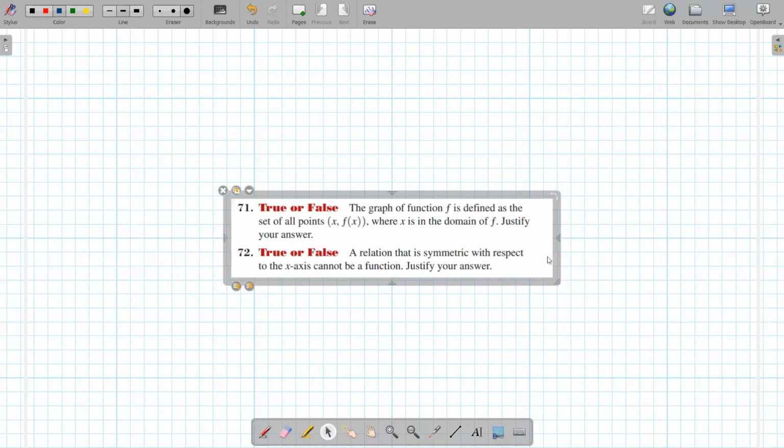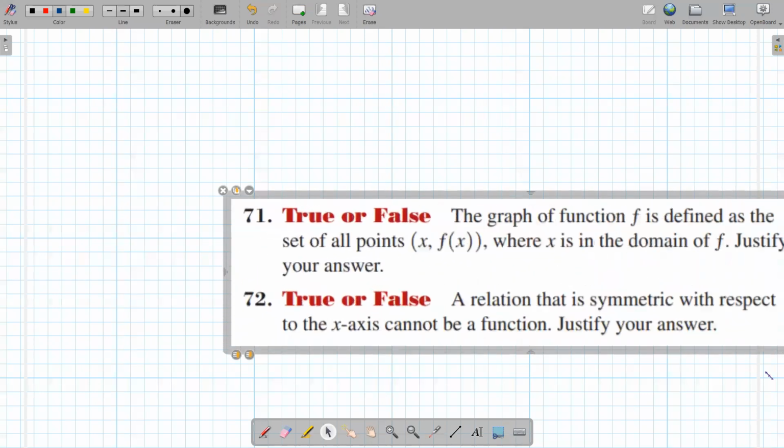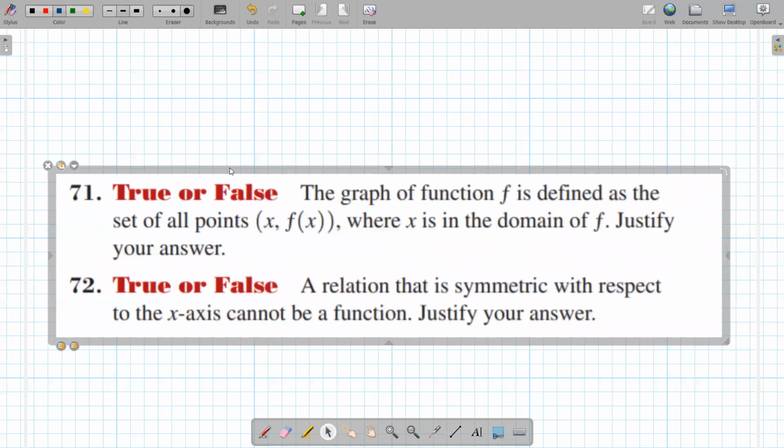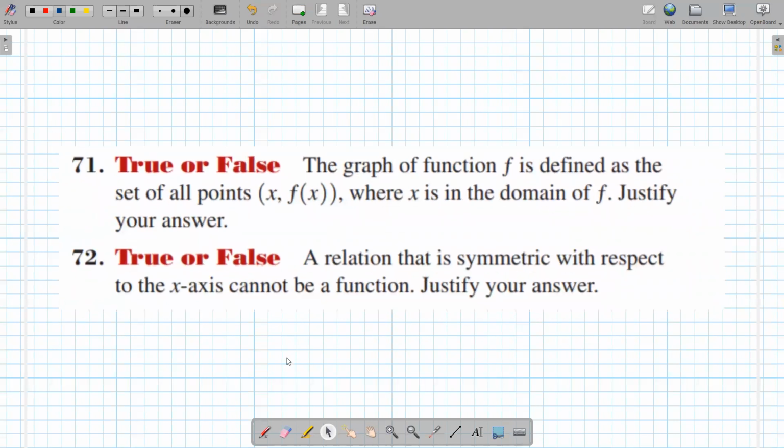True or false? The graph of f is defined as the set of all points where x is in the domain of f. Justify your answer. Functions. Graph of function f is defined as the set of all points, x in the domain of f. Justify your answer.